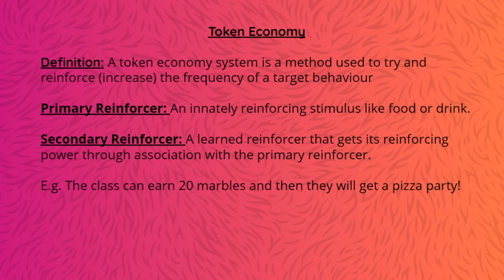A primary reinforcer is an innately reinforcing stimulus like a food or drink. So it's something that we naturally need as humans. It's not something that we were taught to want. Whereas a secondary reinforcer is a learned reinforcer that gets its reinforcing power through its association with the primary reinforcer. In a token economy, this would be the token.